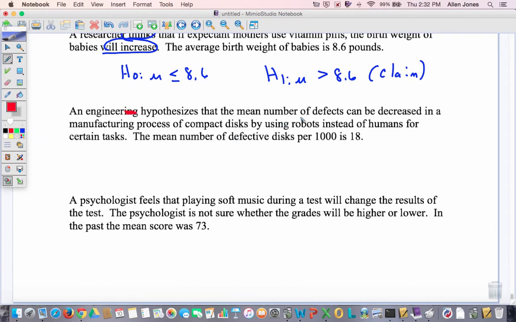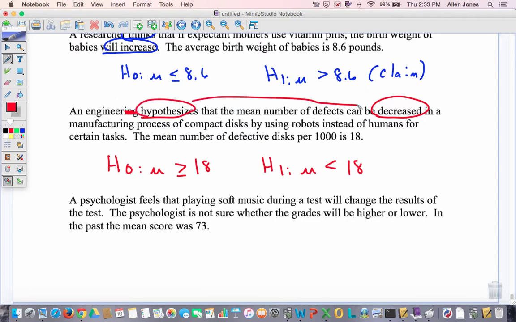A couple more times with that. An engineer hypothesizes that the mean number of defects can be decreased in the manufacturing process of compact discs by using robots instead of humans for certain tasks. The mean number of defective discs per 1,000 is 18. So our hypotheses are based on a mean of 18. Our engineer says they can be decreased, so they're going to be less than 18. Our opposite is greater than or equal to. And our engineer is hypothesizing that they can be decreased, so once again, the alternative is our claim.